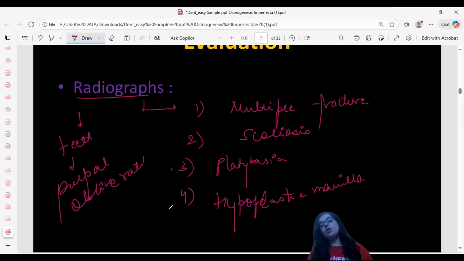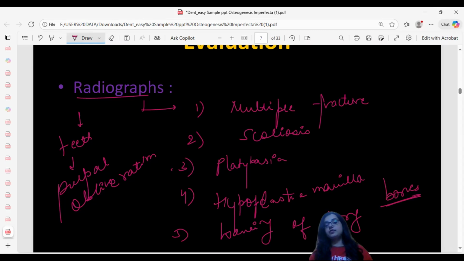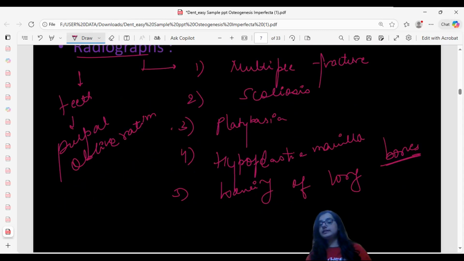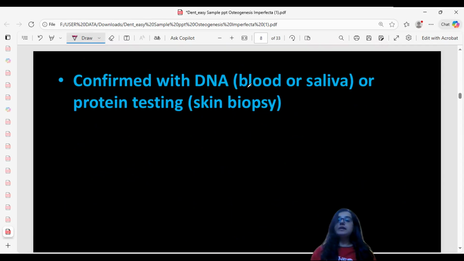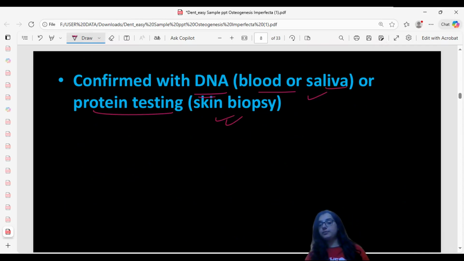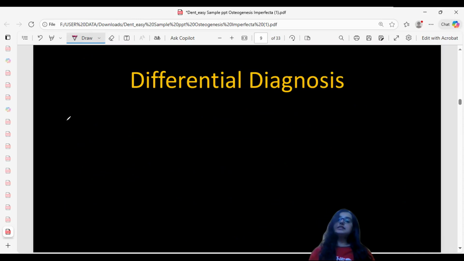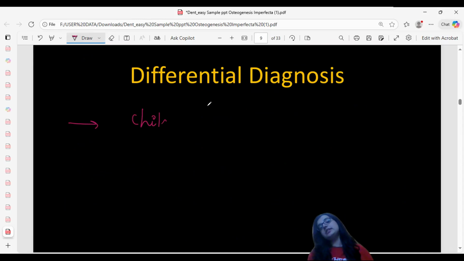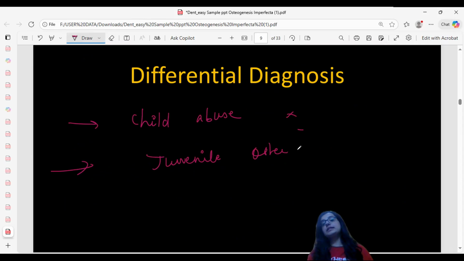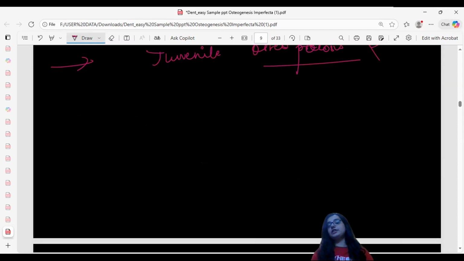The bowing of long bones can be there. We can see all these things. Then we will confirm it with the DNA from the blood or the saliva because it's a genetic disorder, and the protein testing from the skin biopsy. Differential diagnosis, as we discussed, can be child abuse. First diagnosis can be that, which was ruled out in this case. The other one can be juvenile osteoporosis. But because of the other presenting symptoms, these differential diagnoses were ruled out.